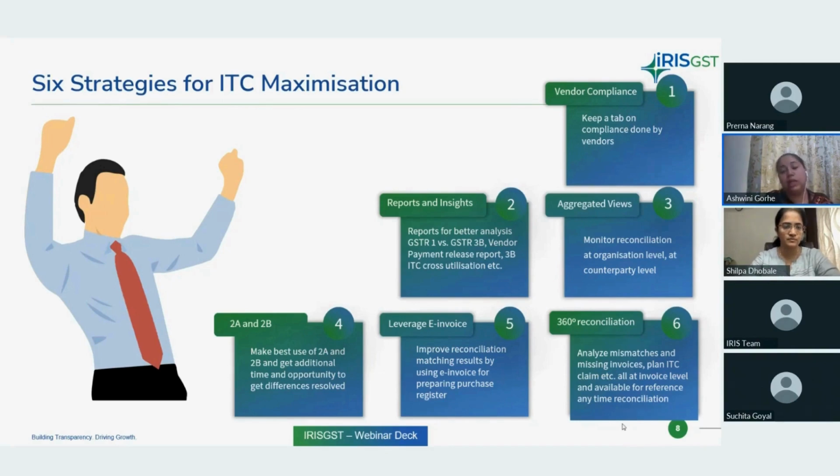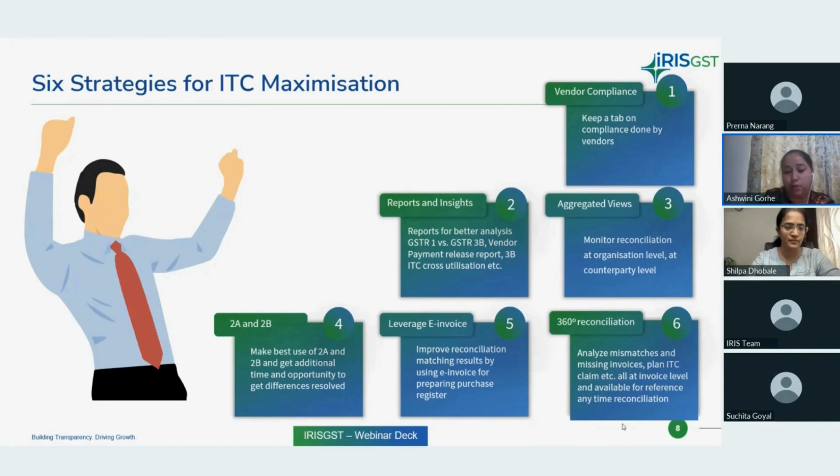Not only the reconciliation part, but also some important reports and insights which can give you a comparative view between what you have filed in 1 and 3B, what is coming in your 2B, and what you have filed in 3B. Those kinds of insights and reports will also help.